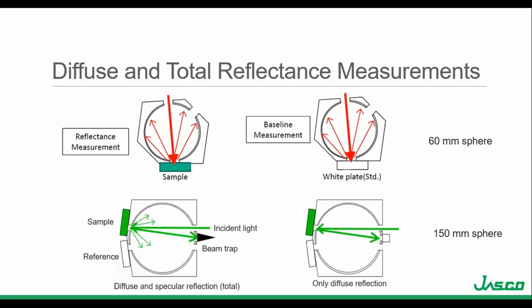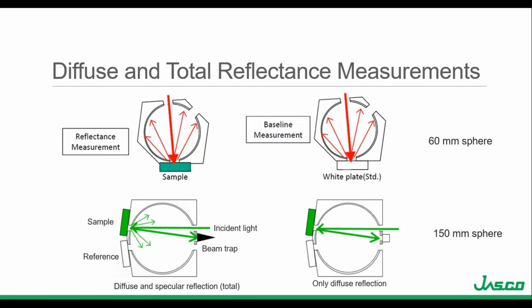So this bottom figure shows a 150 millimeter diameter integrating sphere, which historically was required for international measurement guidelines like ASTM due to its sphere to port ratio. However, the smaller 60 millimeter diameter sphere can now be used for ASTM measurements and has fewer bounces and therefore less noise, while the largest sphere is typically used for larger sample sizes.